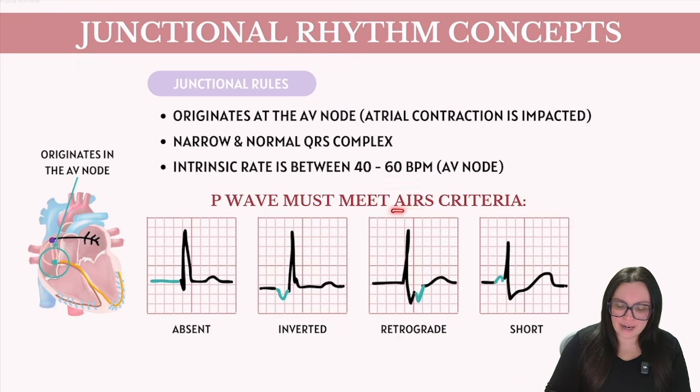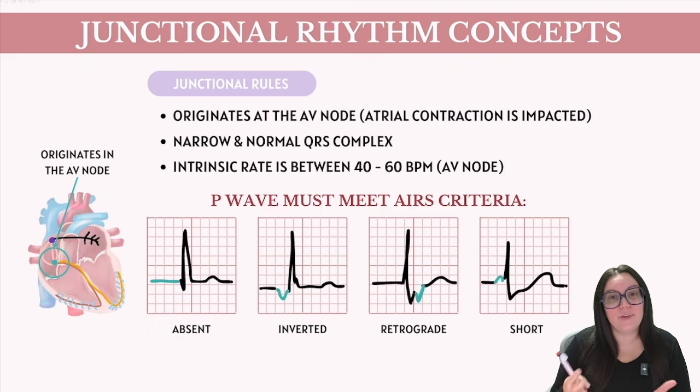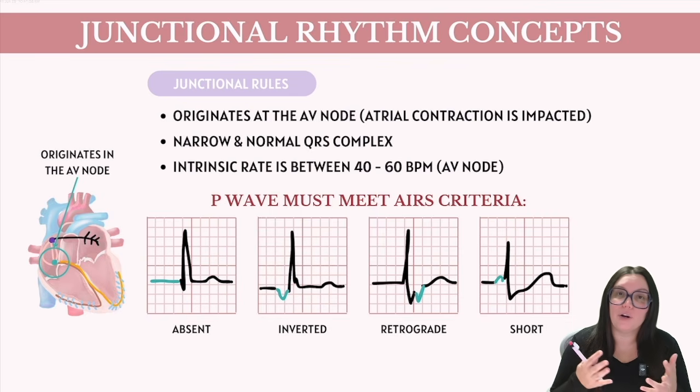And we use the mnemonic AIRS to help us remember that. The A stands for absent, the I stands for inverted, the R stands for retrograde, and the S stands for short. Starting with our A for absent P waves, this occurs because the impulse doesn't travel back up towards the atria. So no P wave is going to be formed in the ECG before the QRS complex, as the atria are not activated before our ventricles.